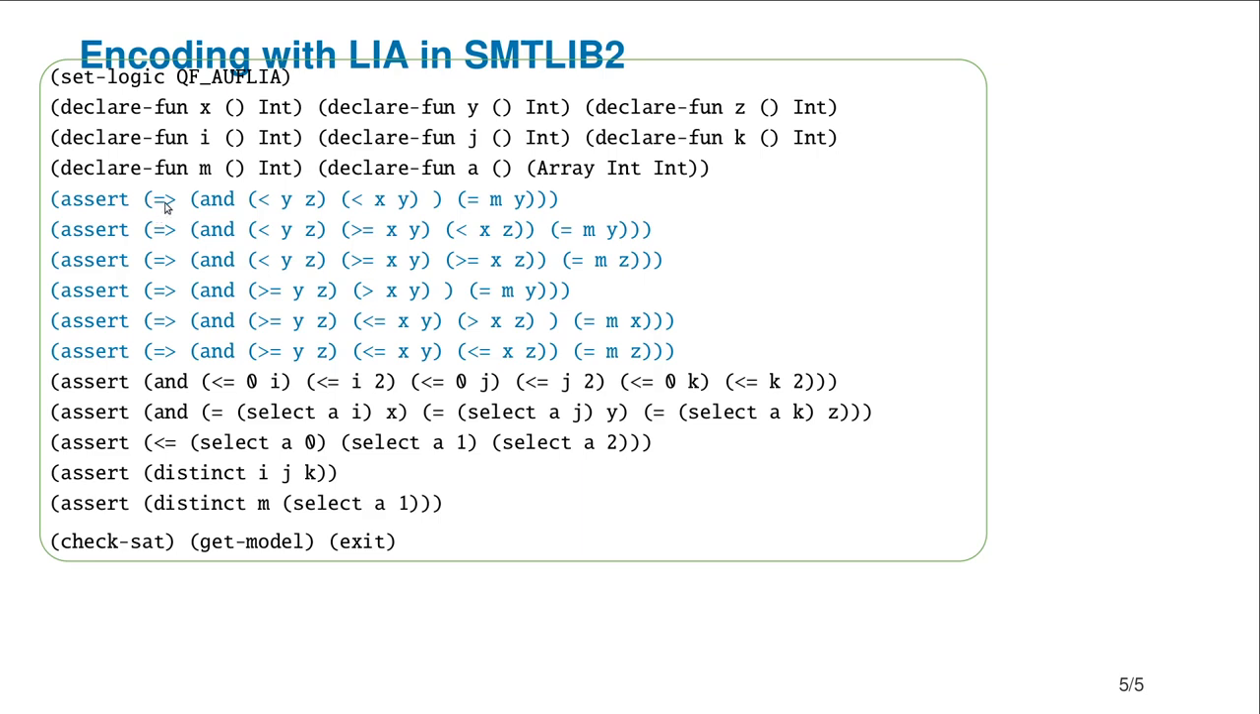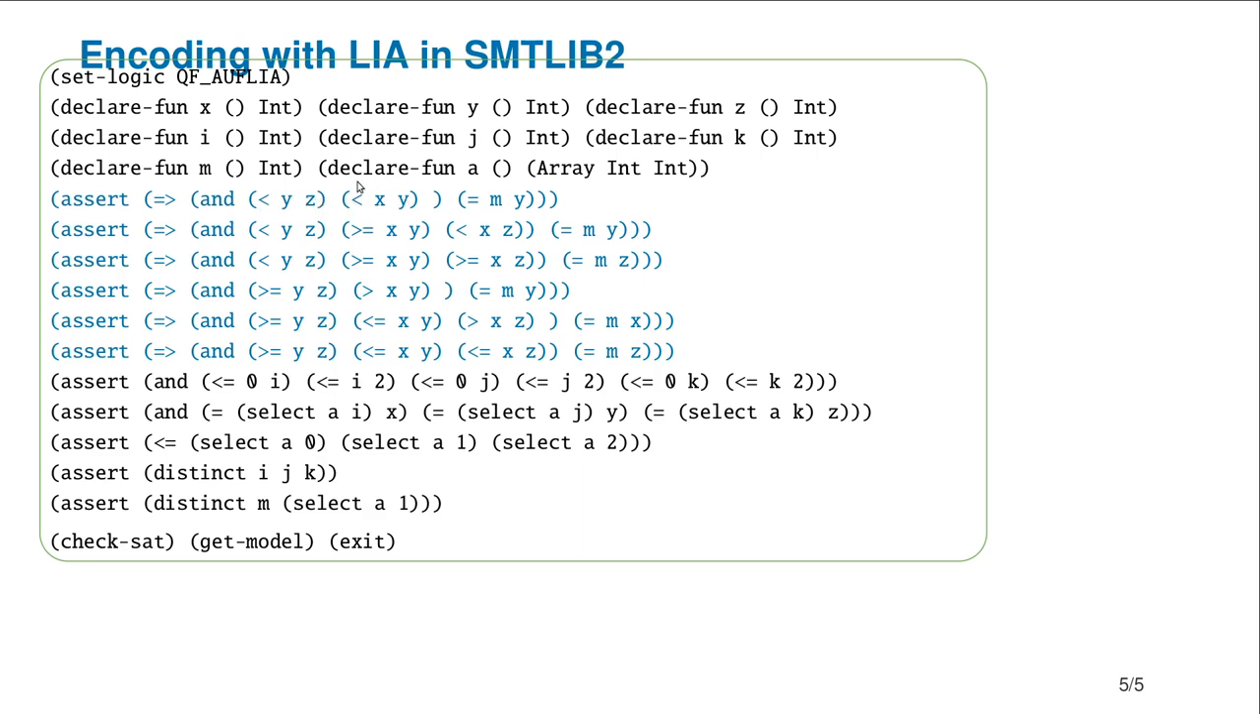in prefix notation, so we have first the operator and then the arguments. If we want to say y is smaller than z, we write smaller y z. And if we want to have a conjunction of these two inequalities, we write and smaller y z smaller x y.